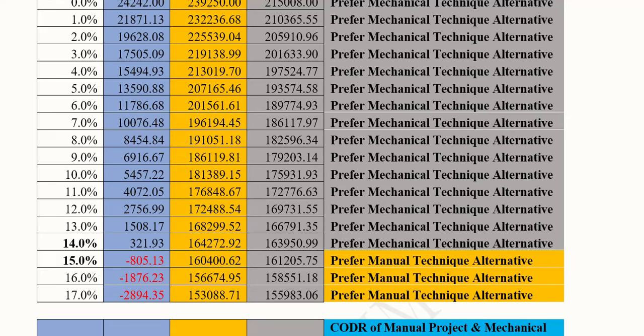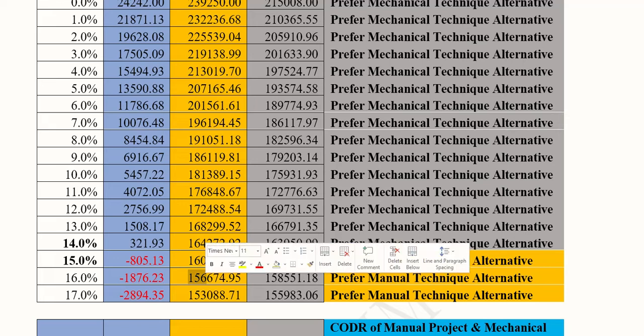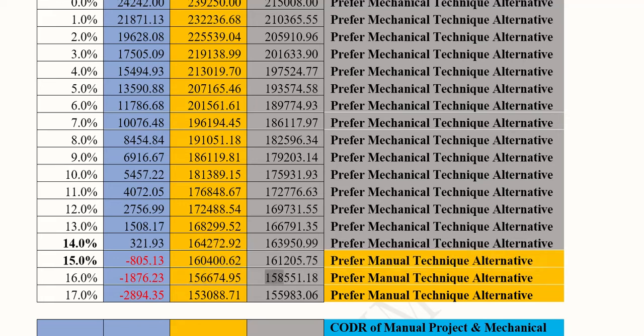But afterwards this process reverses, because now the mechanical technique has become more expensive. Just to compare, this is 161 and this is 160. So now the manual technique has become cheaper. Again, 156 and 158. The comparison shows that the manual technique is cheaper as compared to the mechanical technique. So this is why after this certain point we choose the manual technique, which is more desirable as compared to the mechanical technique due to its lesser cost.